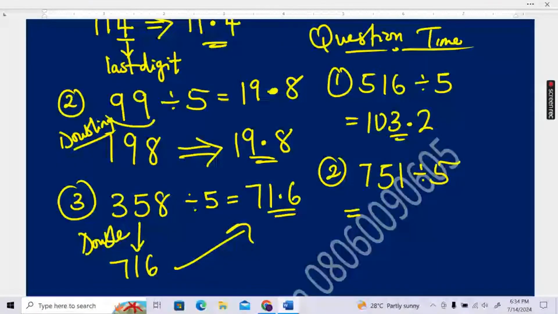Okay, so the correct answer is 150.2. Correct. So I'm going to mention the names of the first 10 students.